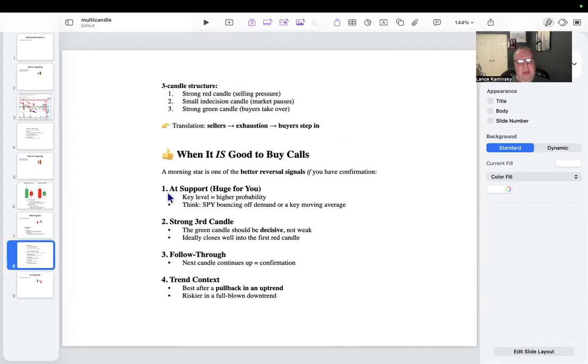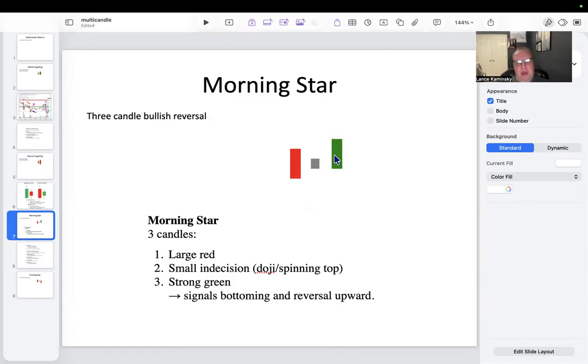You want to be at a key support SRX level. There's a higher probability of moving up past it. Think bouncing off a demand zone. A strong 3rd candle should be a decisive one. If this 3rd candle is barely moving much, you probably want to wait until the next candle setup to see if it's going to continue that momentum.